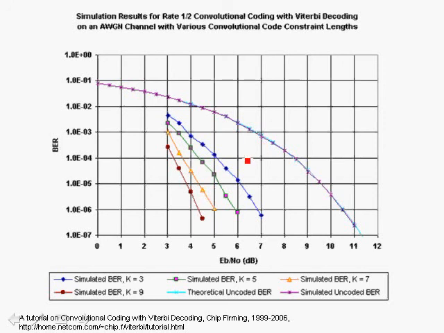So as we increase the constraint length, we get better and better performance, and this curve is a great reference in order to go back and see, if you're doing any design, what appropriate constraint length you would like to use in order to meet your objectives for your communication link.